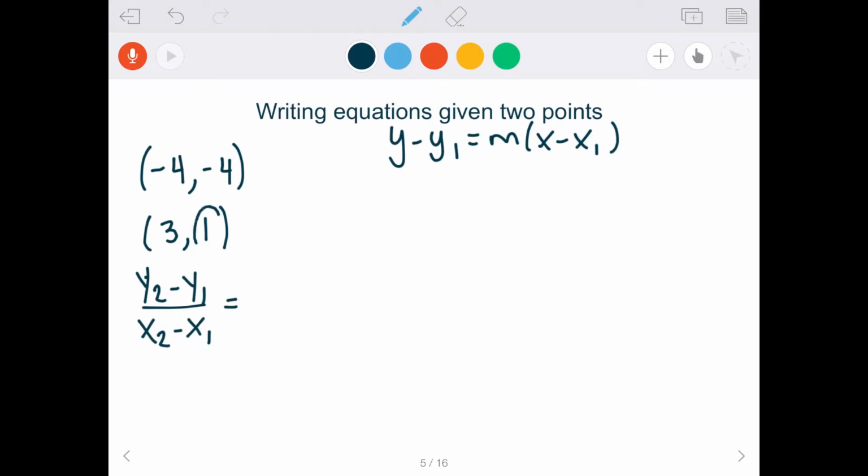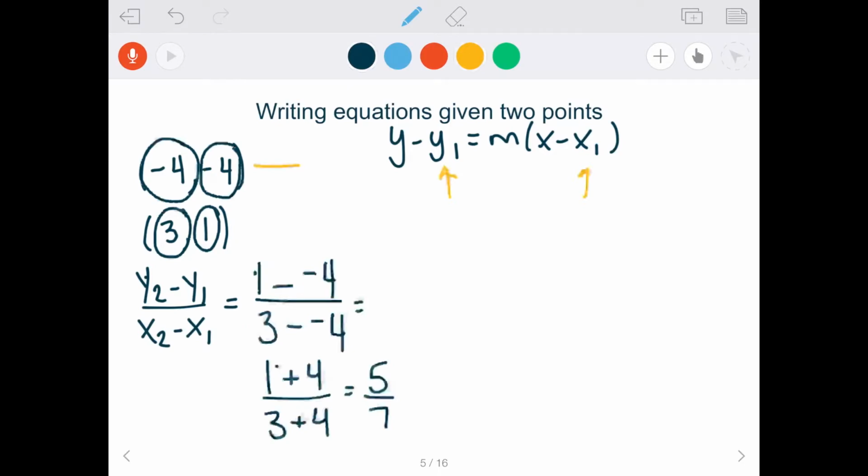y2 minus y1, this is a negative, over x2 minus x1, and be careful, that's another negative. So this is really 1 plus 4 over 3 plus 4, which gives us 5/7. So this is what we're going to use for our slope. Now, in our point slope formula where we're using y1 and x1, you can choose either point, one or the other, but the y and the x have to come from the same point. I am going to make my life easy and not deal with these negatives. I'm going to use this point right here.